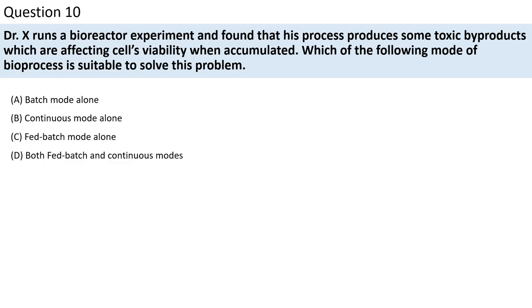Dr. X runs a bioreactor experiment and finds that his process produces some toxic byproducts which affect cell viability when accumulated. Which of the following modes of bioprocess is suitable to solve this problem? Option A, batch mode alone; option B, continuous mode alone; option C, fed batch mode alone; option D, both fed batch as well as continuous modes.